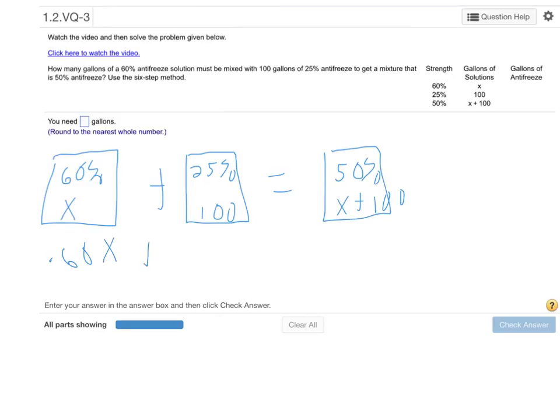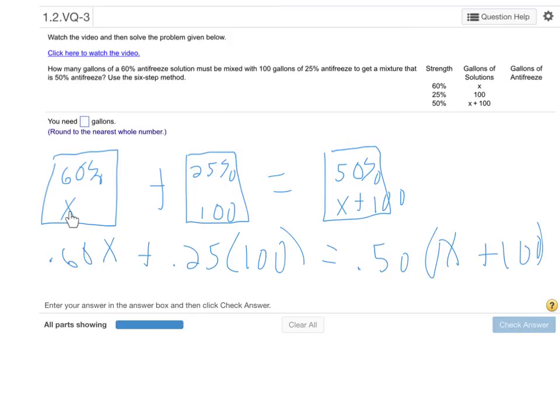0.60x plus 0.25 times 100 will equal 0.50 times (x plus 100). So, you just take the percent of the amount, and that's how much antifreeze you have. Now you just need to solve this equation here.